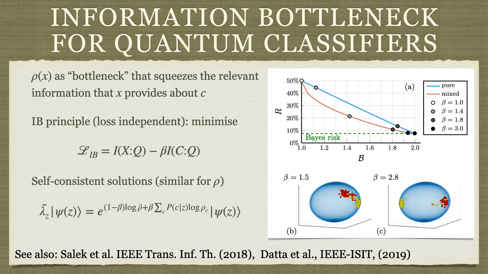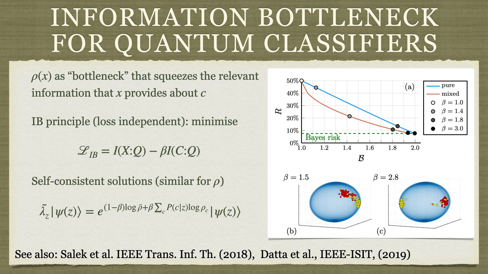So for a particular problem of classifying classical data, we can treat the quantum embedding rho of x as a bottleneck, and the optimal embedding according to the information bottleneck principle is the one that minimizes the following Lagrangian for a particular value of beta. Beta here allows us to explore the trade-off between approximation and generalization. We found that the solutions to the information bottleneck Lagrangian can be written as a kind of self-consistent equation that can be solved by iteration.